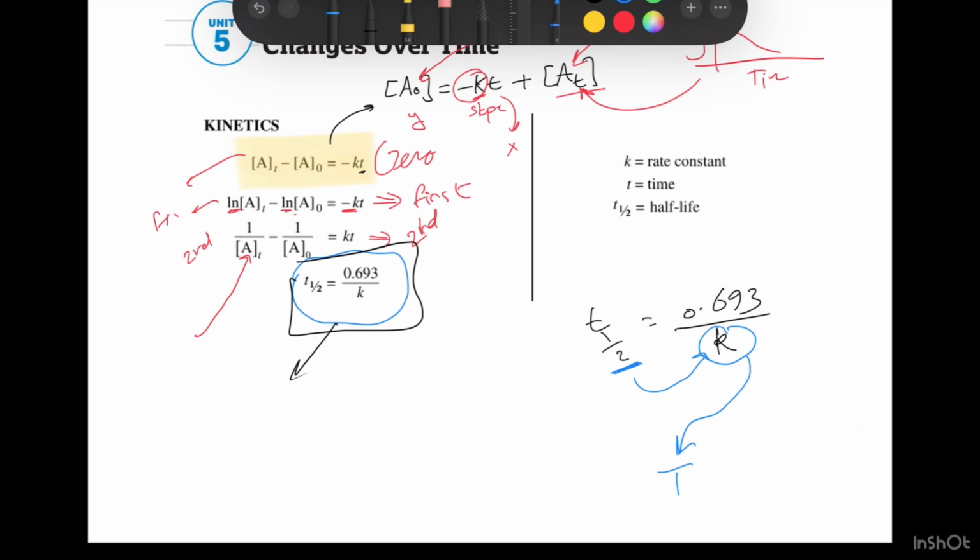So if you want to decrease the half-life time, you're supposed to increase the value of k. Increasing the value of k means increasing the temperature.